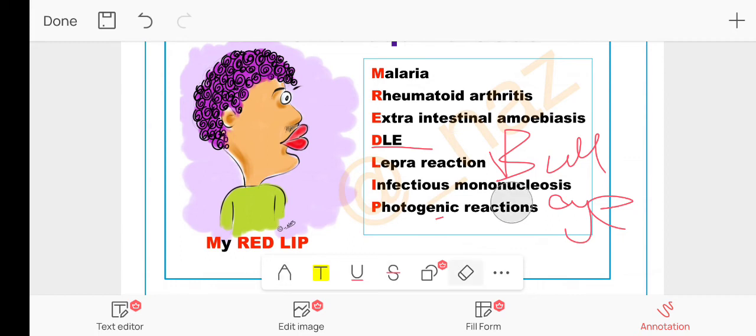My writing is too bad. Bull's eye, okay, sorry, bull's eye maculopathy. It also precipitates porphyria. Okay, so this should not be used in patients with porphyria, and it causes discoloration of nails and mucous membrane of the oral cavity.